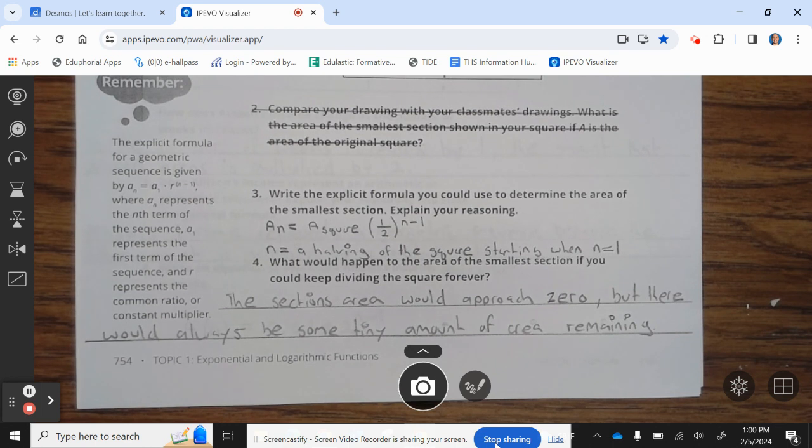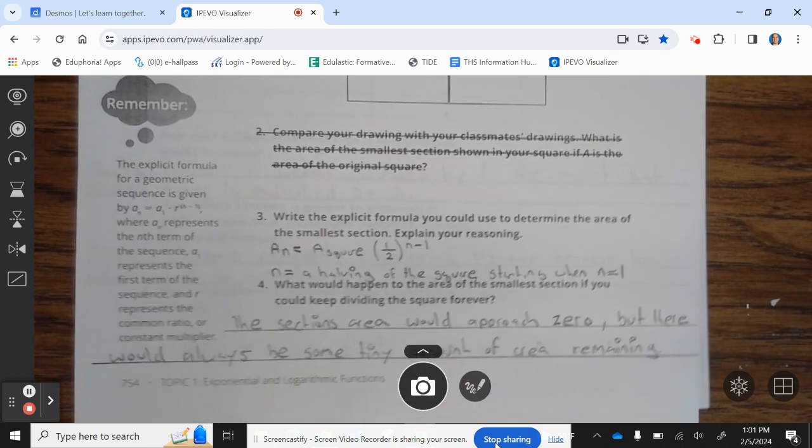4. What would happen to the area of the smallest section if you could keep dividing the square forever? The section area would approach 0, but there would always be some tiny amount of area remaining. Let's take a look at the next page.